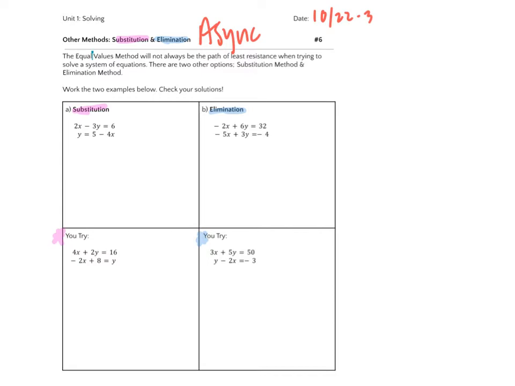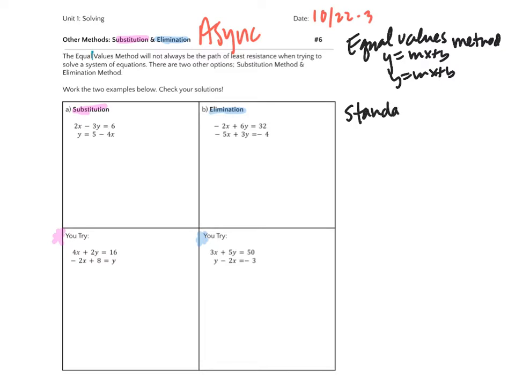So first things first, we did the equal values method already. That's when you have y equals mx plus b, y equals mx plus b. For substitution, you have one that's in standard form and one that's in y equals mx plus b form. Standard form is ax plus by equals c, I think. Oh, it's been a while. So that is sort of where I see elimination or substitution.